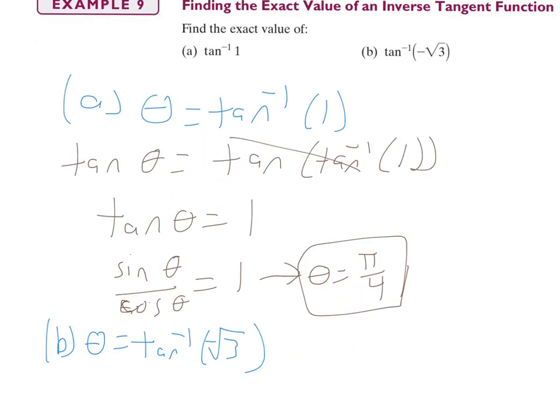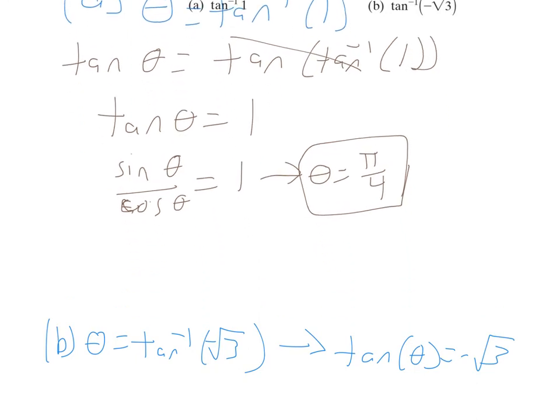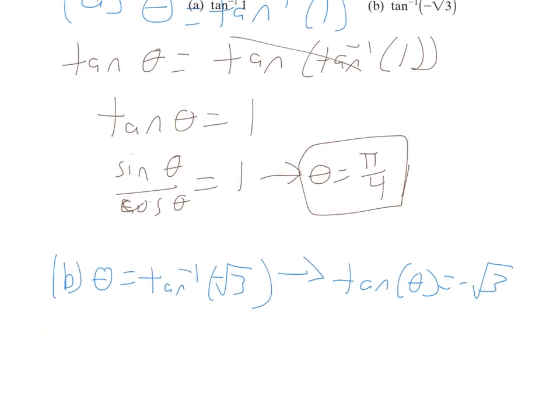Alright, so part B is asking what angle do you get when you take tangent inverse of negative square root of 3? If you follow the same thing as in part A, you get tangent of theta is equal to negative square root of 3. And so you want the angle whose tangent is negative square root of 3.